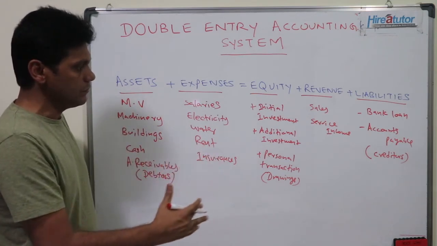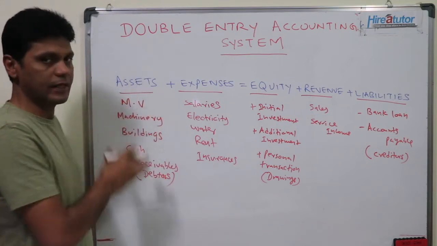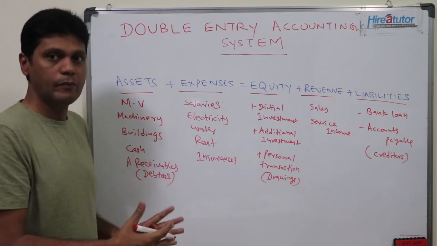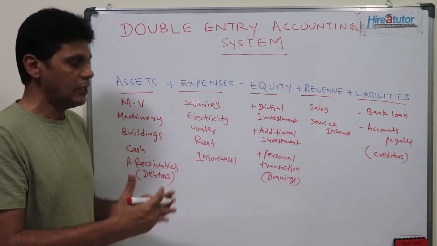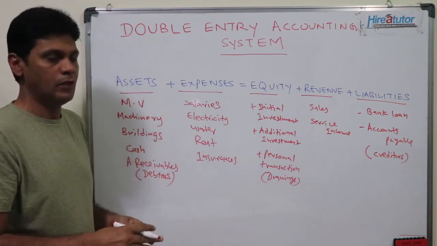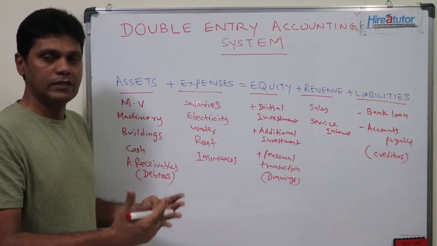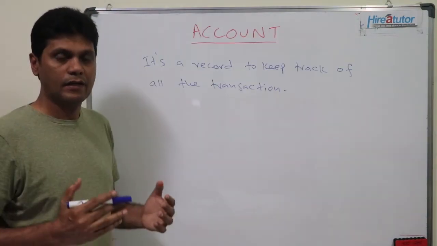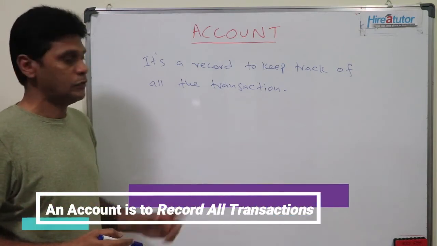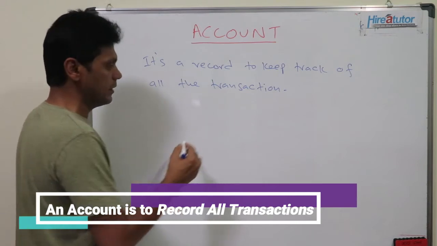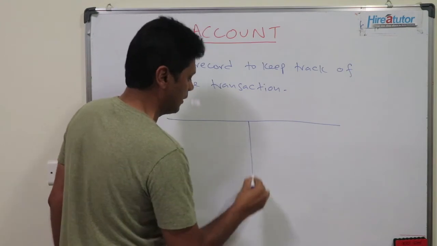Now after identifying where these transactions will be categorized, these transactions will have to be recorded somewhere. So where will you record this transaction? It has to be recorded in some place. This is known as account. Now let's look at what is the meaning of account. An account means it's a record to keep track of all the transactions. So the format of the account is known as T account.